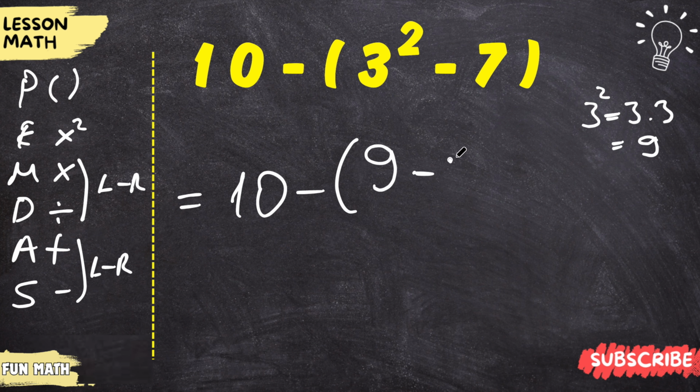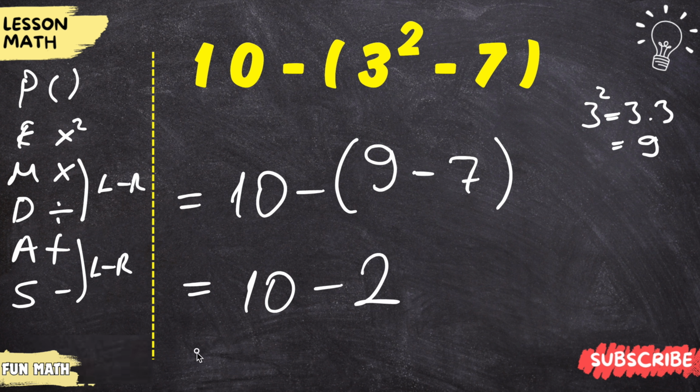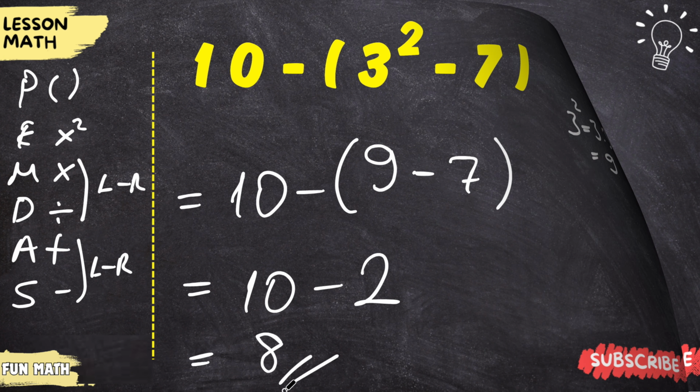Let's substitute. Now, let's subtract in parentheses. 9 minus 7 equals 2. In the last operation, we also perform the subtraction. 10 minus 2 equals 8. Congratulations if you got the answer right.